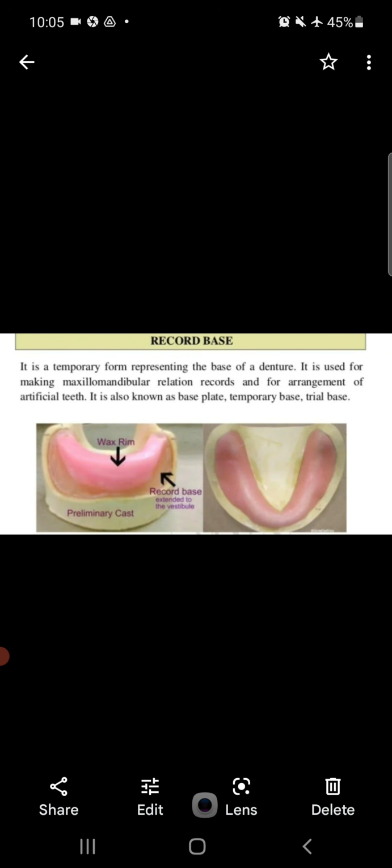Number 5, the crest, labial or buccal slope should be thin to provide space for teeth arrangement. These are the 5 requirements of the record base.